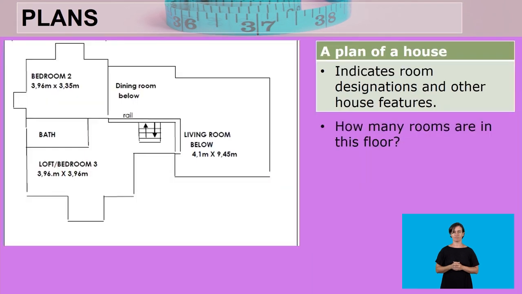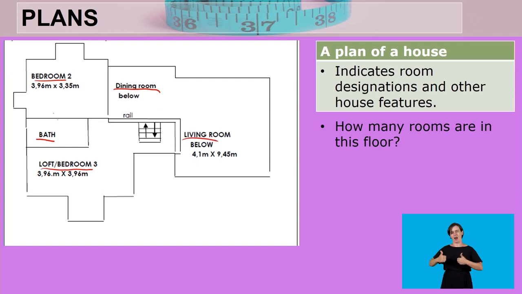Okay, now we're looking at another plan of a house, which will indicate the room designation as well as the house features. So in this particular plan, luckily we are given the room designation. We are given that this is bedroom 2, this is the loft to bedroom 3, this is the bathroom, this is the dining room, and we also have the living room.